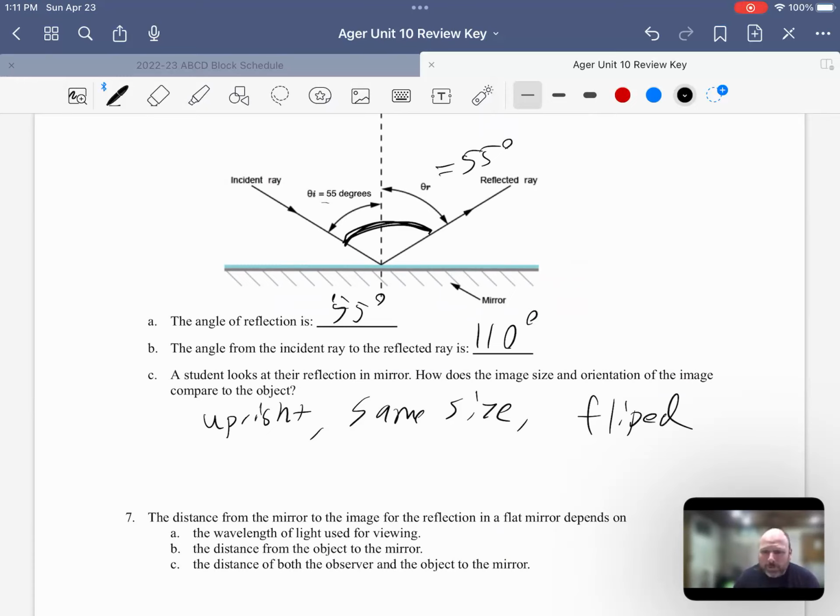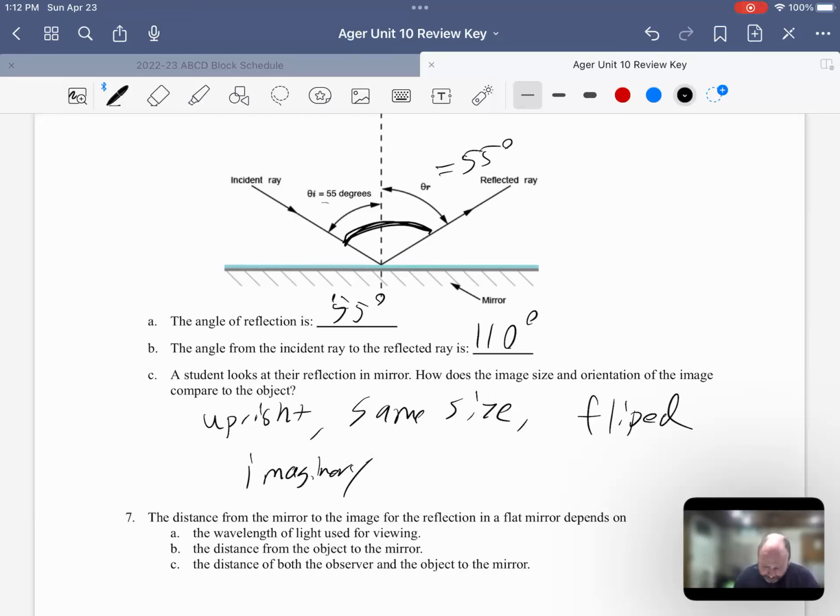So upright, same size, and it technically is what we call an imaginary image. It's not a real image. You can't really capture it on a piece of paper and project it. It's just imaginary. You see the image, but you can't actually do anything with it. The light's not really coming together.